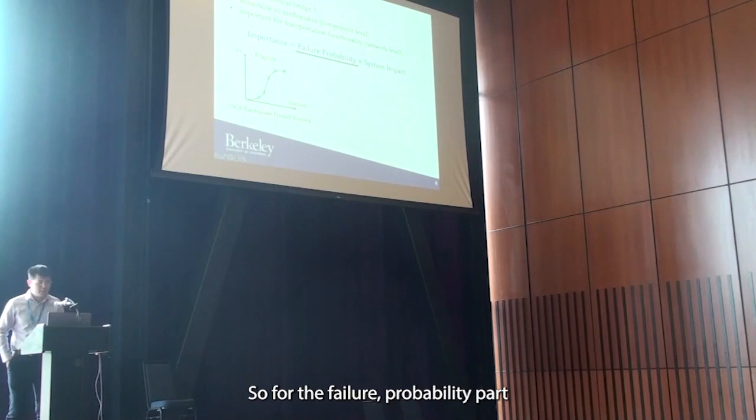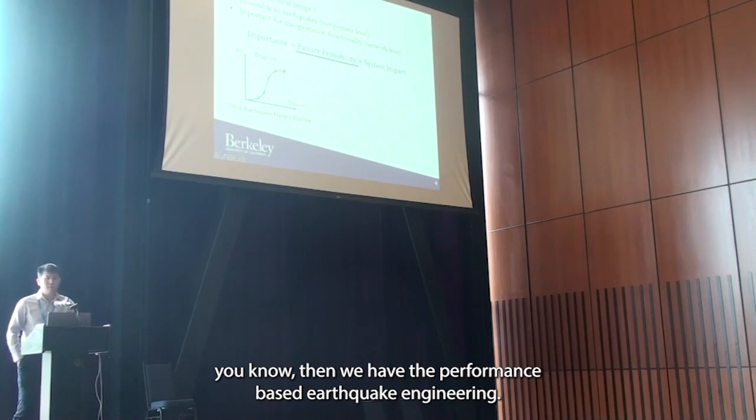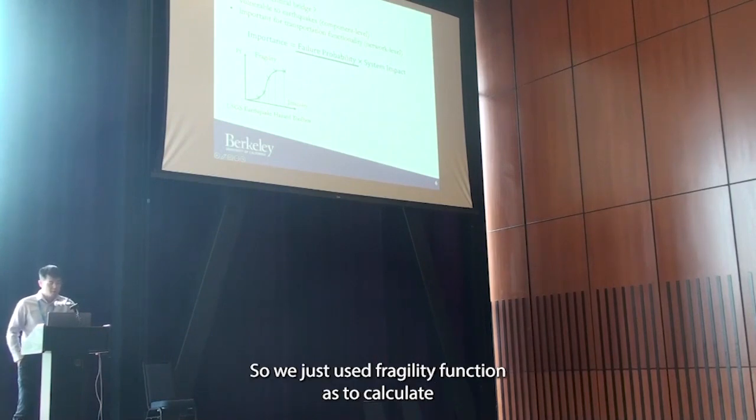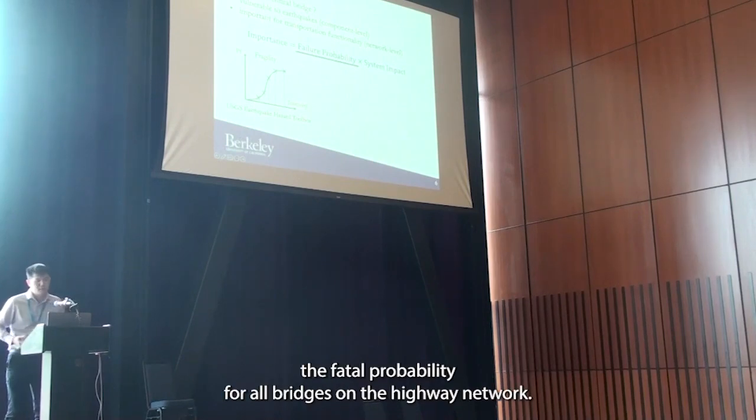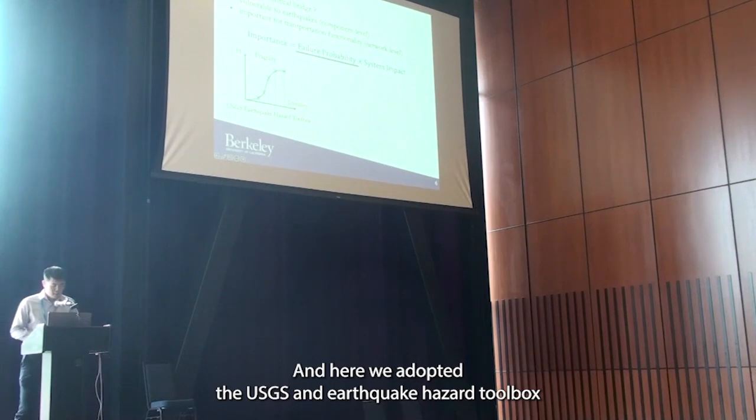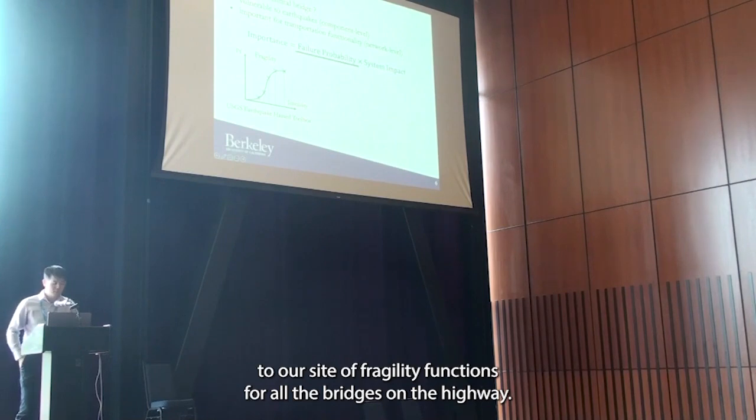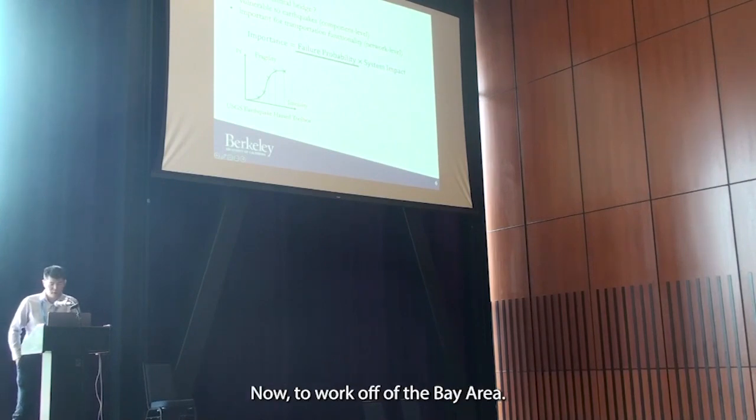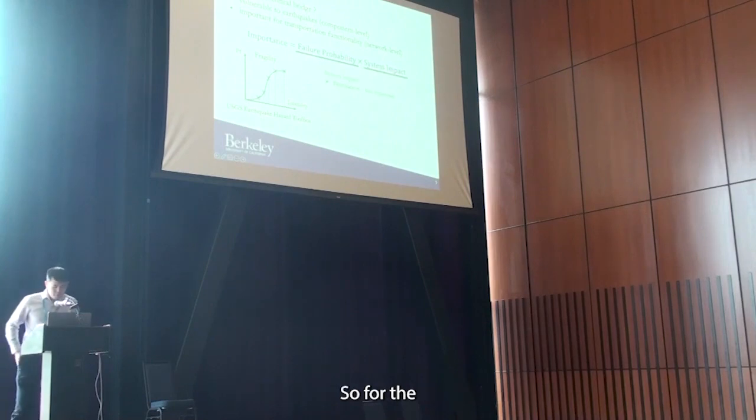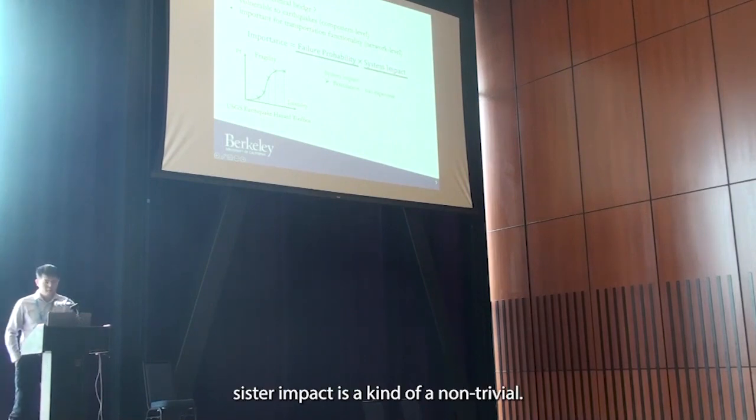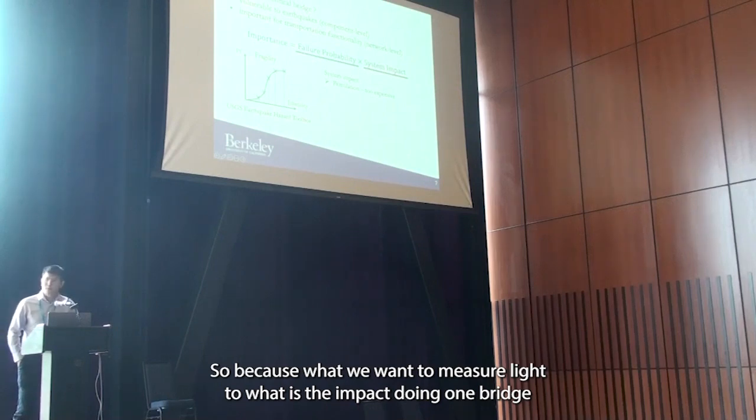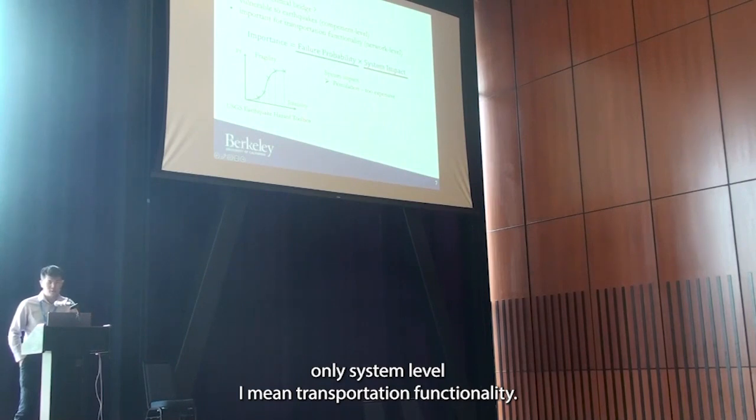The failure probability part is kind of straightforward, because we have performance-based earthquake engineering, so we just use the fragility function to compute the failure probability for all bridges on the highway network. And here we adopted the USGS Earthquake Hazard Toolbox to assign the fragility functions for all the bridges on the highway network of the Bay Area. The system impact is kind of non-trivial, because we want to measure the impact of one bridge on a system level transportation functionality.